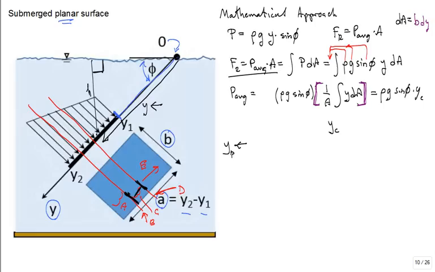Why this P subscript on this Y? What am I trying to calculate? What would I call it? Center of pressure. Contrast that with YC, the centroid of the area. Got it?